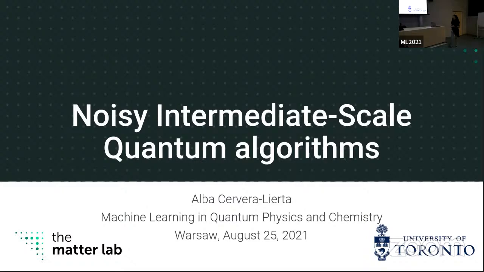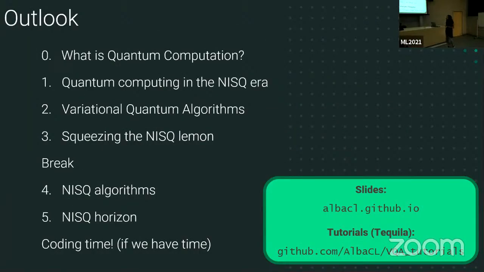So I will start with a brief summary of what is quantum computation. Then I will move up to what is the NISQ era and what are the principal characteristics of it. Then the main group of algorithms in NISQ are the variational quantum algorithms, so I will focus on that particular family. Then, of course, there are a lot of limitations in current quantum computers, especially experimental limitations and also some theoretical ones. That's why I call this section squeezing the NISQ lemon, because there are many things that we can try to enhance the capabilities of current quantum computers.